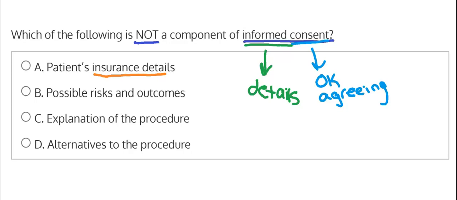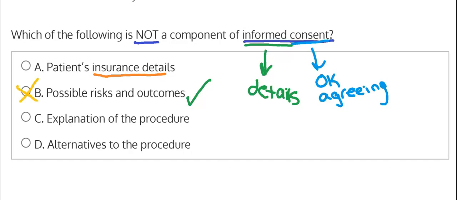So let's look at the other choices. Option B says possible risks and outcomes. And that's definitely something that you would want to include in an informed consent decision. You want to make sure the patient understands the risks and the outcomes, because that could change whether they want to agree to it or not. And that means that they have all the information of what to expect. So since that is a component of informed consent, we will eliminate option B because we're looking for which is not.